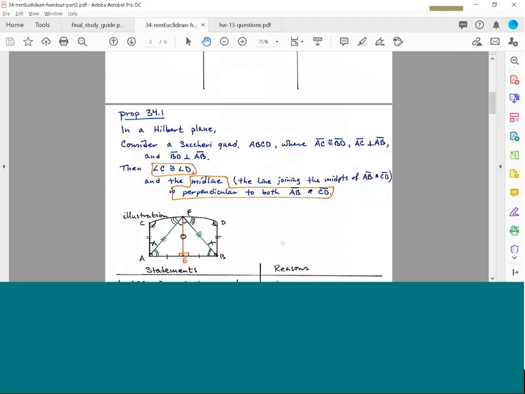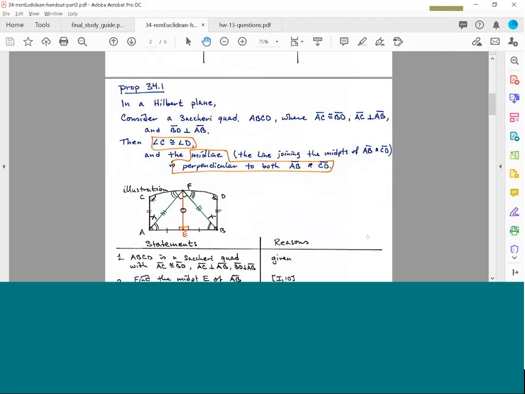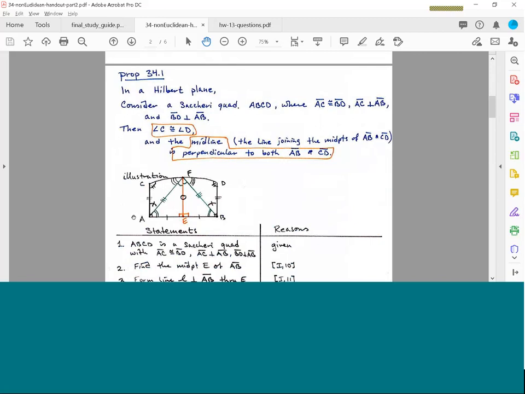Okay. So first thing is just going to be some givens. We are given that this guy is a Saccheri quadrilateral. It means you've got perpendicular lines or right angles at A and at B. It also means AC and BD are congruent to each other. So that was just given.